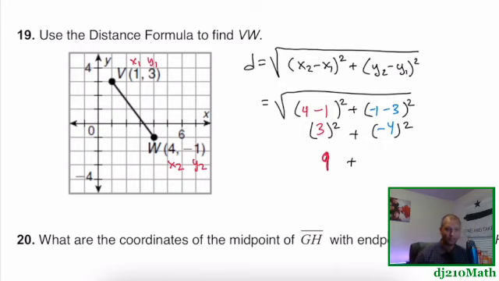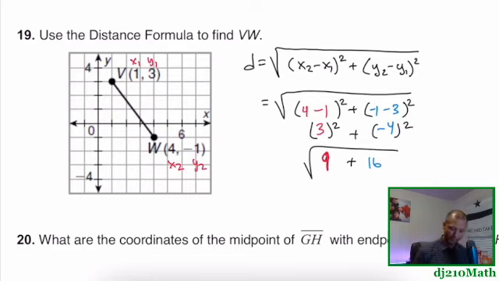Plus negative 4 squared. So negative 4 times negative 4. If you're using a calculator and Inspire, you got to be sure that you put negative 4 in parentheses. Otherwise, you'll get the wrong answer. This will be positive 16. And this is still inside the square root.